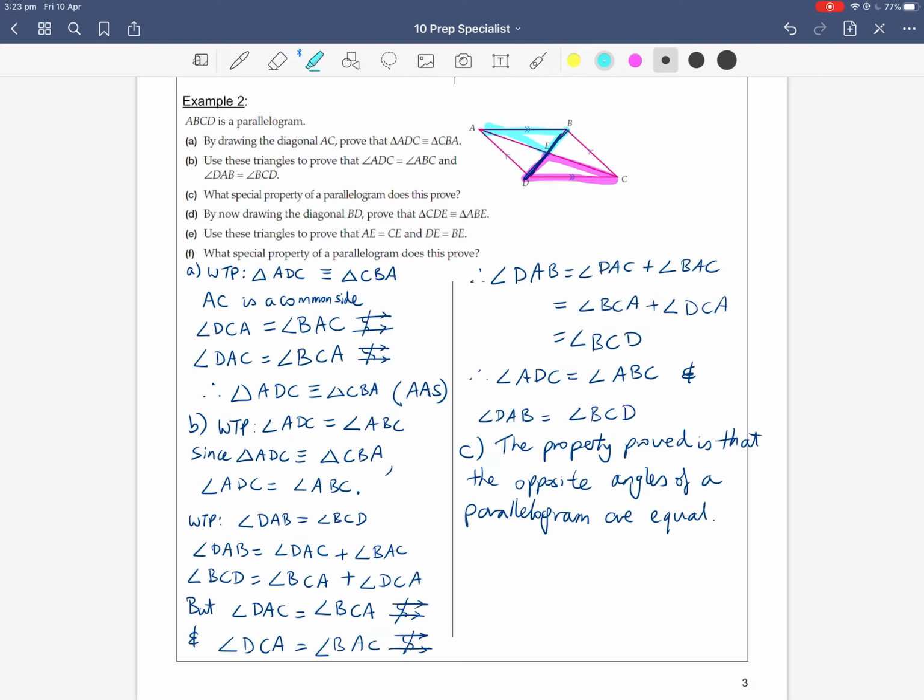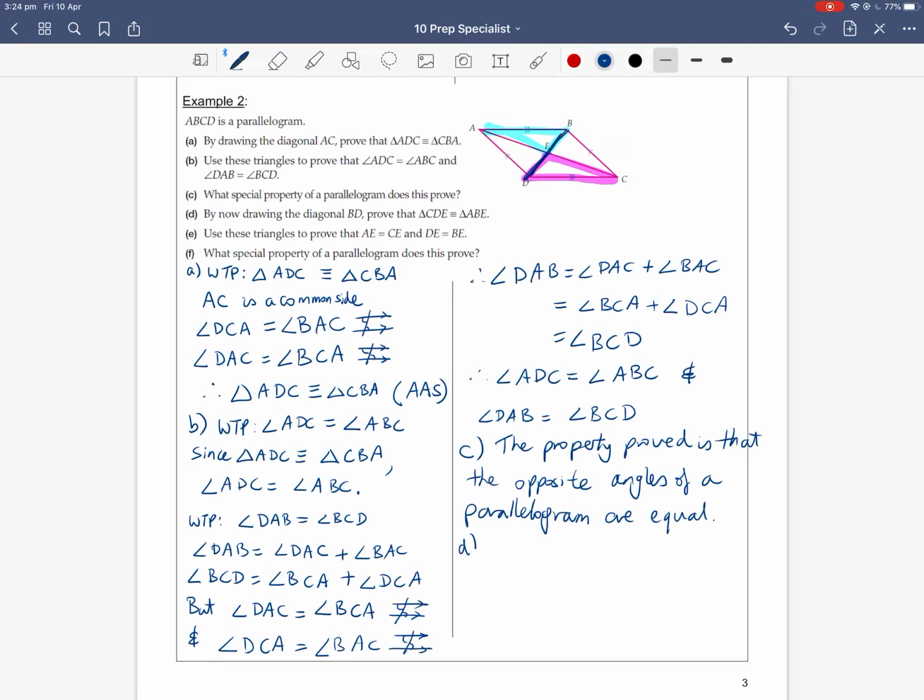Again, we have 4 ways to prove congruency. I am going to use AAS. So if we can find a common side and prove 2 angles are the same, then we are good to go, and we can show that the 2 triangles are congruent to each other.